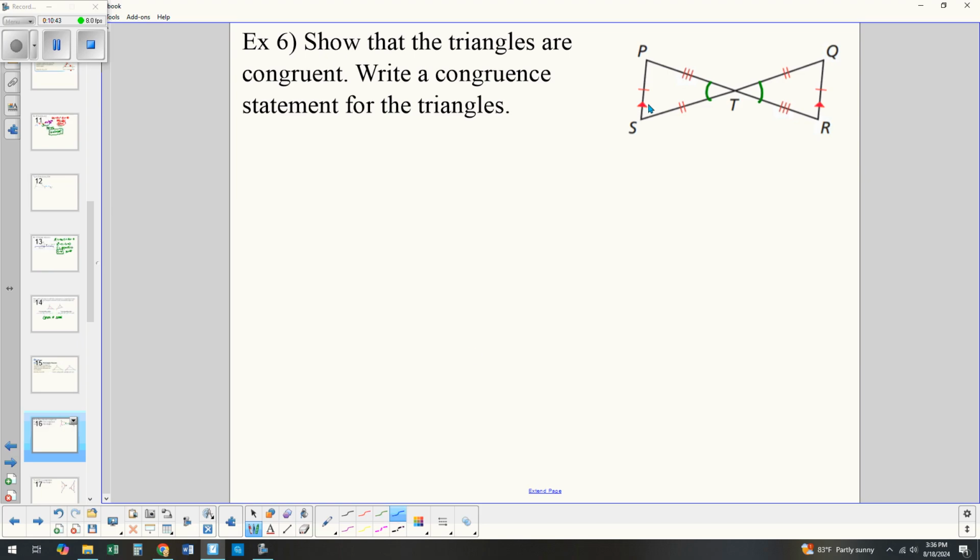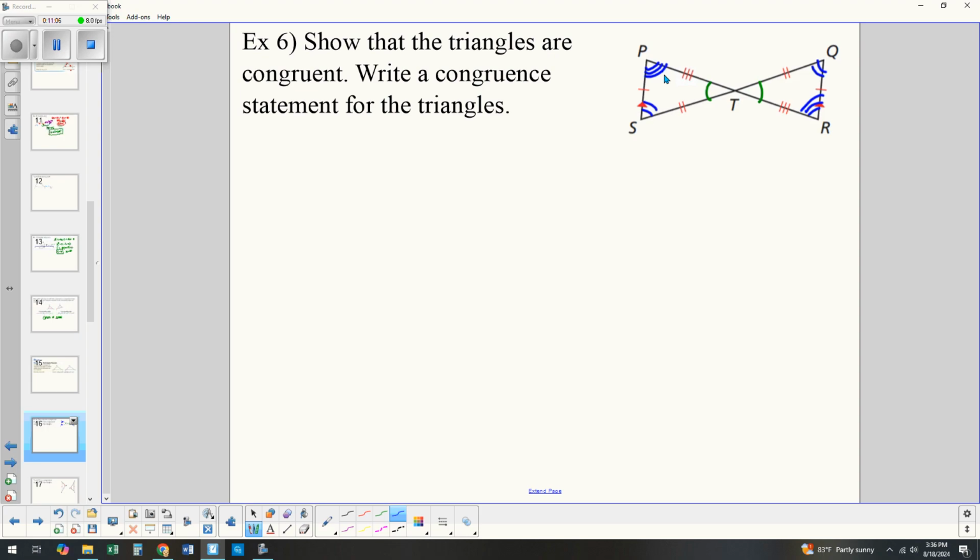So that's one pair of angles that's congruent. And then we also have these parallel lines, right? We know they're parallel because they're giving us the little triangles on them. Anytime we have parallel lines in a shape that looks like a bow tie, we're going to end up with alternate interior angles that are congruent. So this angle here at S would match this angle here at Q, and this angle here at P would match this angle here at R.